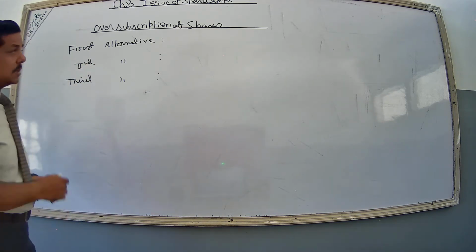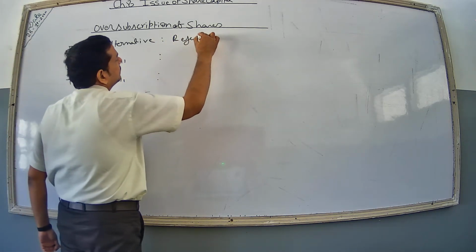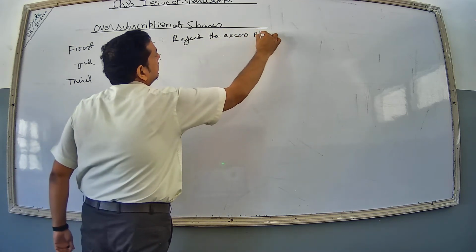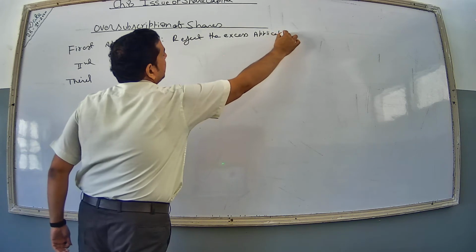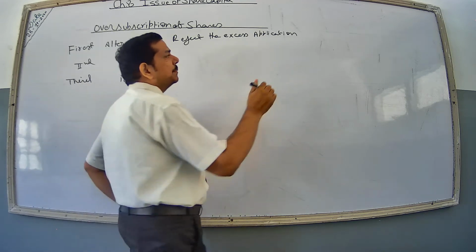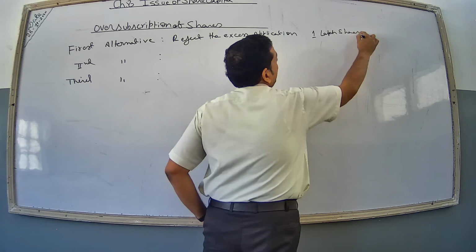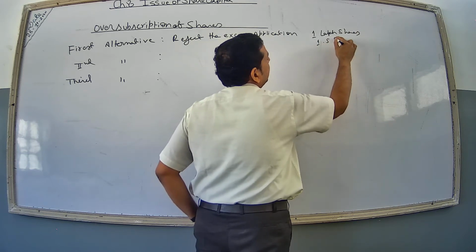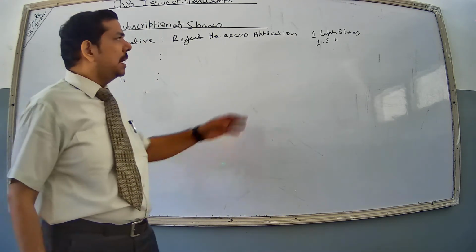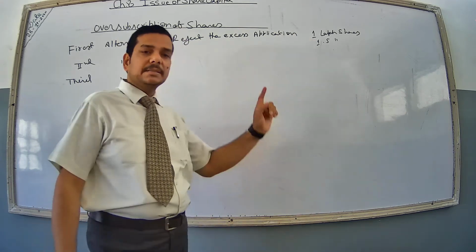See, the first alternative is to totally reject the excess application. Clear? For example, if you have issued 1 lakh shares and applications are received for 1.5 lakh, you directly reject the excess 50,000 applications and make an allotment of the 1 lakh applications to the 1 lakh shares. Clear? This is the first one.